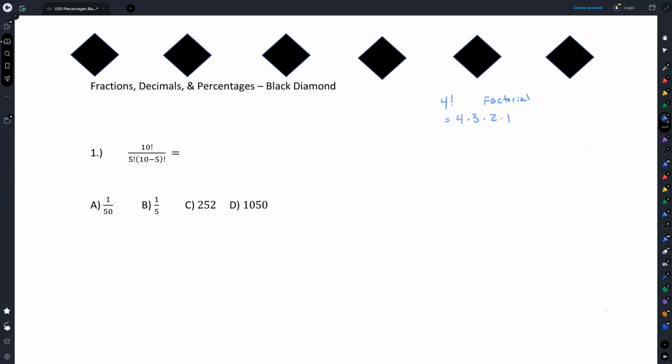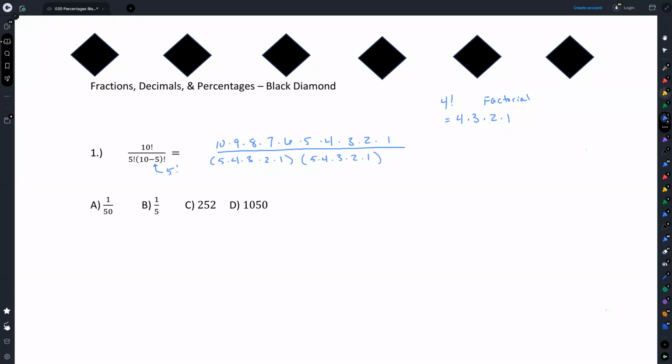All right, so let's start with this 10 factorial. It's 10 times 9 times 8, 7, 6, 5, 4, 3, 2, 1. And I'm going to take all of that and divide it by 5 factorial: 5 times 4 times 3 times 2 times 1. Now I'm going to take all of that, and also in the denominator, well, 10 minus 5 is 5. So I have another 5 factorial.